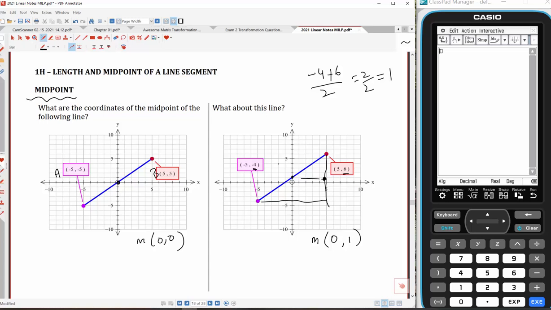And the midpoint of the x values, you note, is -5 plus 5, which is 0, and 0 divided by 2 is equal to 0. So it's going to be at 0. Right? And you connect up those two and you've got the midpoint of your line.